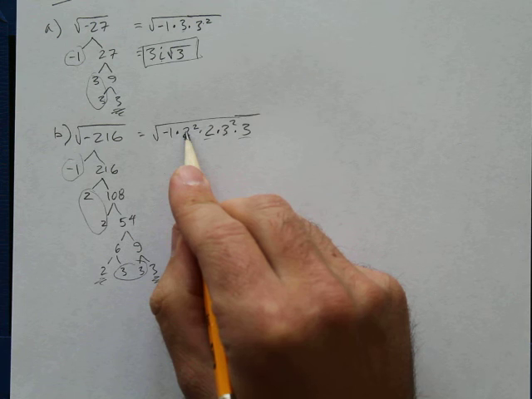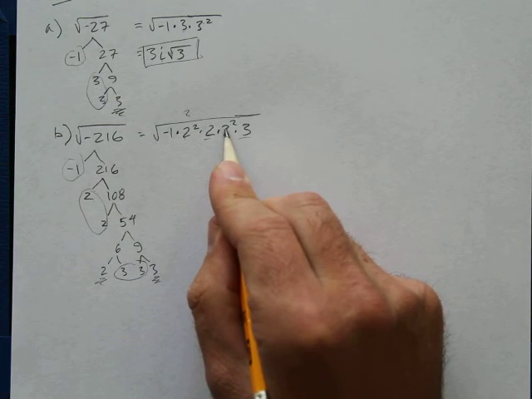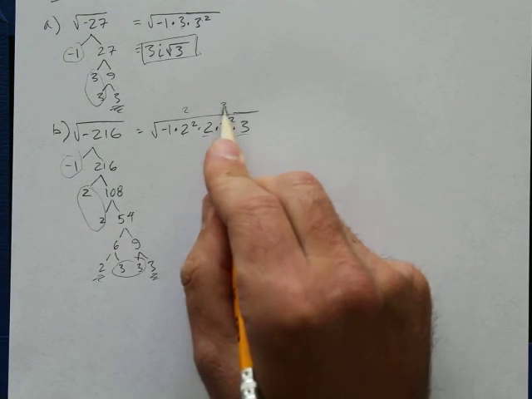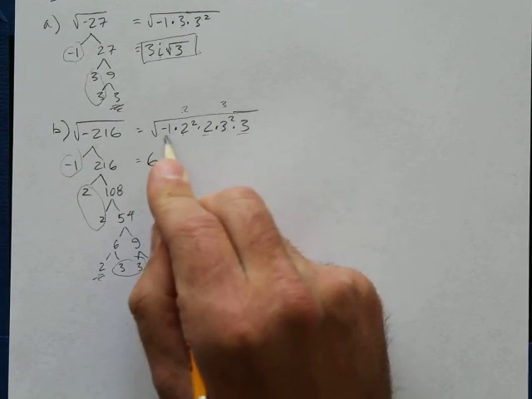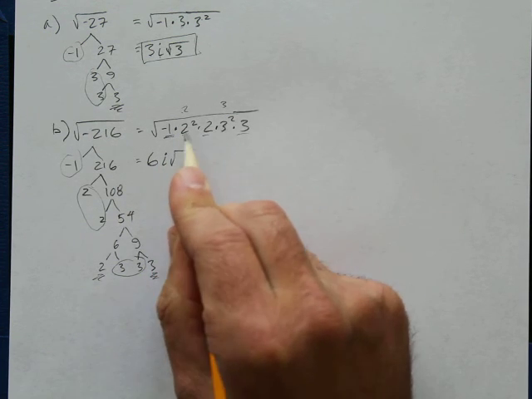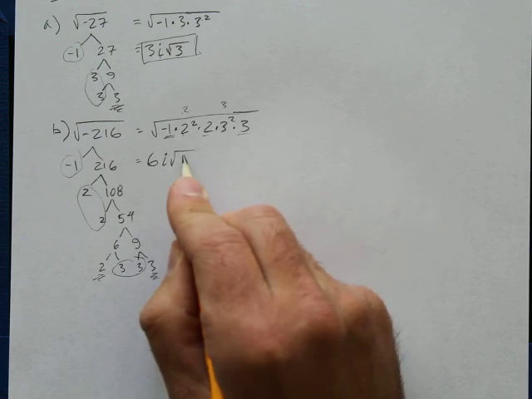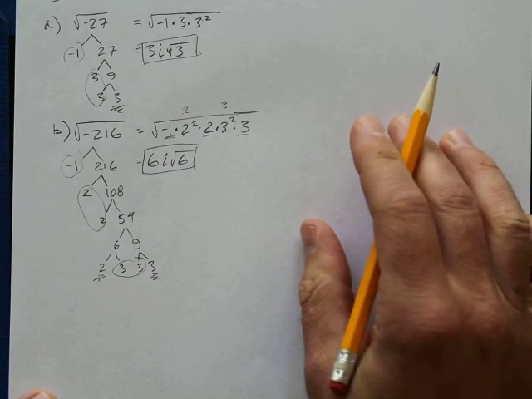The square root of 2 squared is 2. The square root of 3 squared is 3. So 2 times 3 is 6. So I'm going to have 6. And then there's my i times the square root of what's left over here, which is 2 times 3, which is 6. So 6i square root of 6 is my answer.